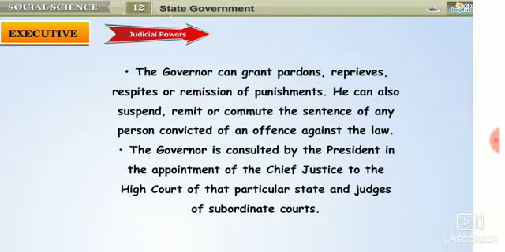The governor can grant pardons, reprieves, respites, or remission of punishments. He can also suspend, remit, or commute the sentence of any person convicted of any offense against the law. The governor is consulted by the President in the appointment of the Chief Justice to the High Court of that particular state and judges of subordinate courts.